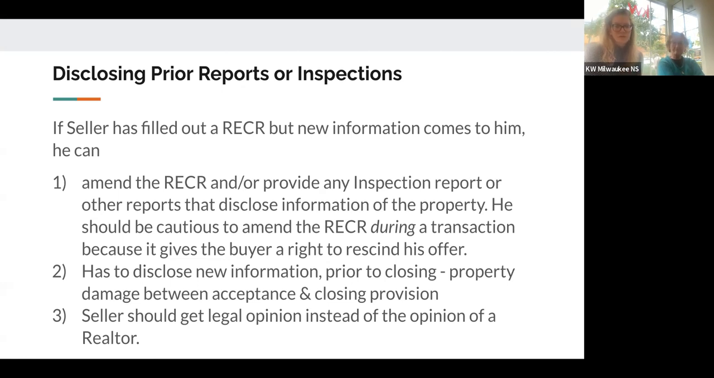And then again, if there are any questions about something that comes up and would potentially need to be disclosed, and the seller has a question on it, we need to get an opinion from an attorney if there are any questions.